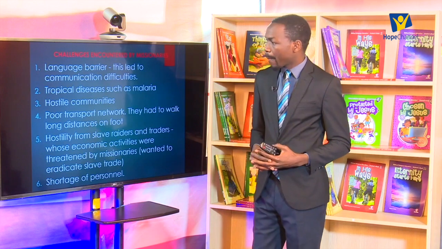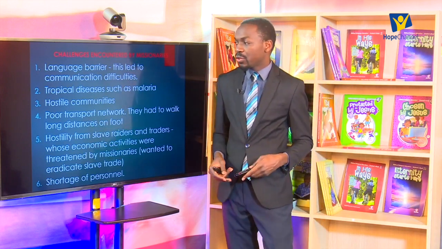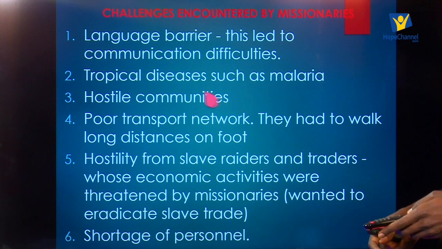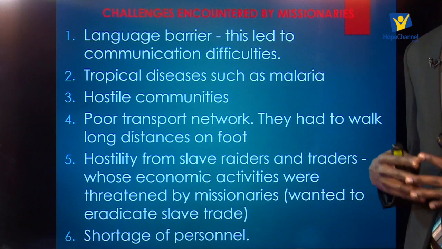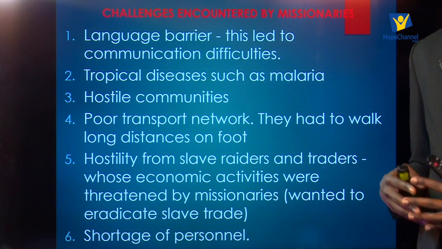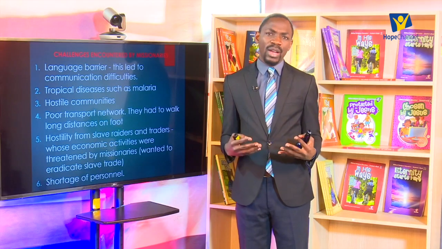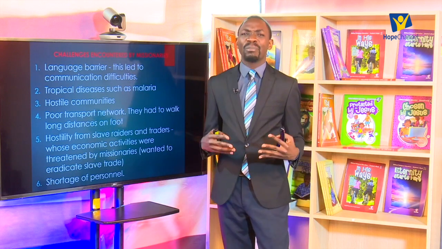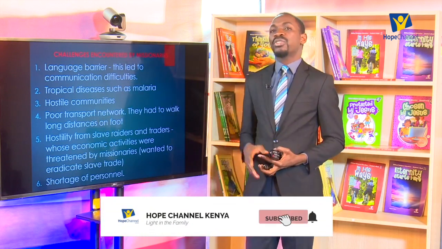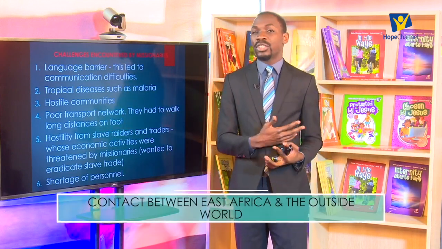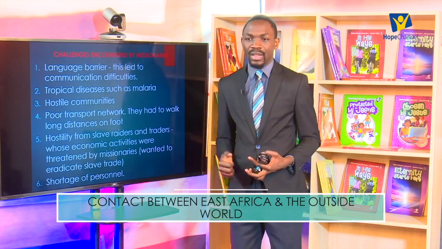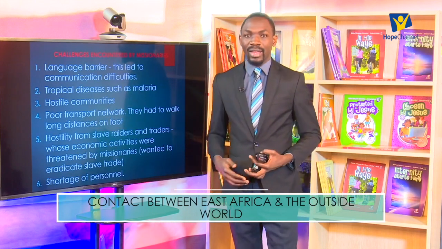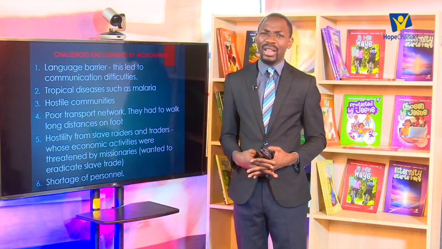Then number three, we have the issue of hostile communities. In this case, we are referring to the communities which did not welcome the British. They saw the British at some point as a bad omen, because the skin color of the British and that of the Africans were totally different, and the Africans associated white skin with bad omen, and that meant they were to chase them out of the land.